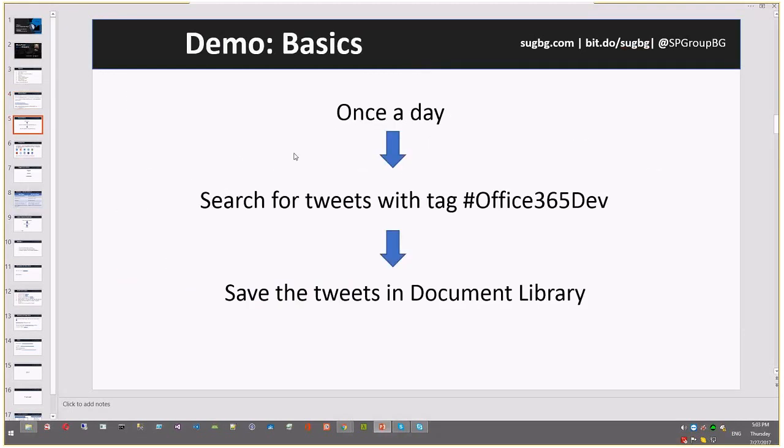Let's go straight to the basics. So I'll show one scenario here where we have a scheduled recurrence, and once a day we just search for tweets with this hashtag Office365 and we save those to a document library. I know that this is not a typical SharePoint business scenario, but for the basics I just wanted to show you that we have SharePoint, but we have integration with additional software as a service vendors.